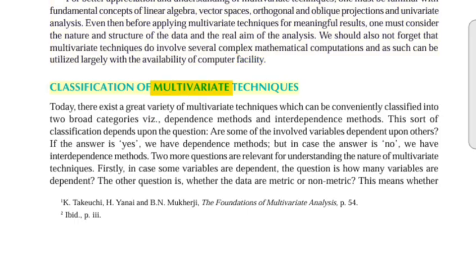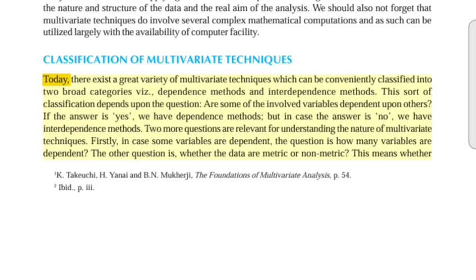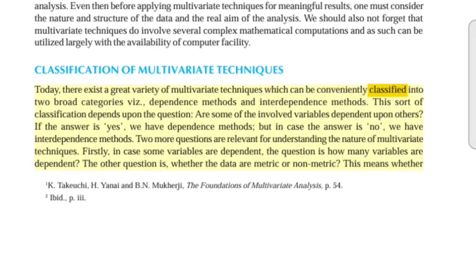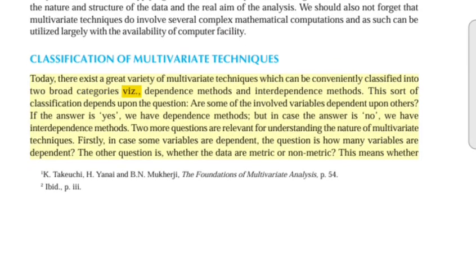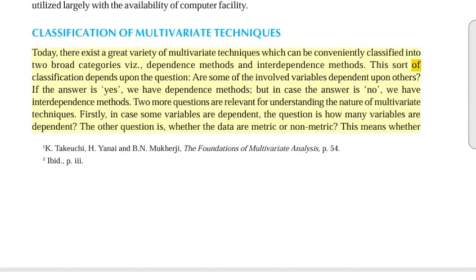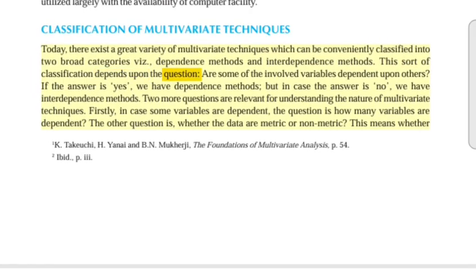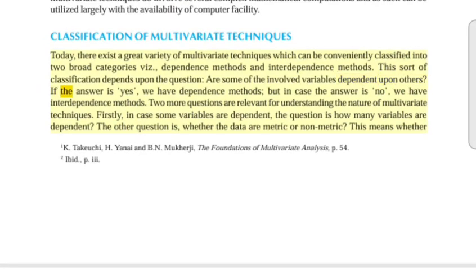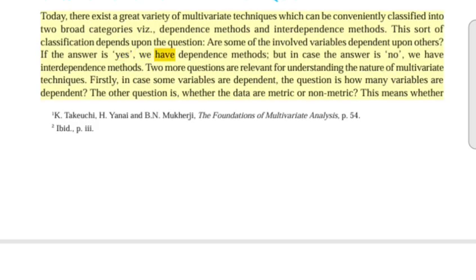Classification of multivariate techniques. Today, there exist a great variety of multivariate techniques which can be conveniently classified into two broad categories, viz. dependence methods and interdependence methods. This sort of classification depends upon the question: are some of the involved variables dependent upon others? If the answer is yes, we have dependence methods, but in case the answer is no, we have interdependence methods.